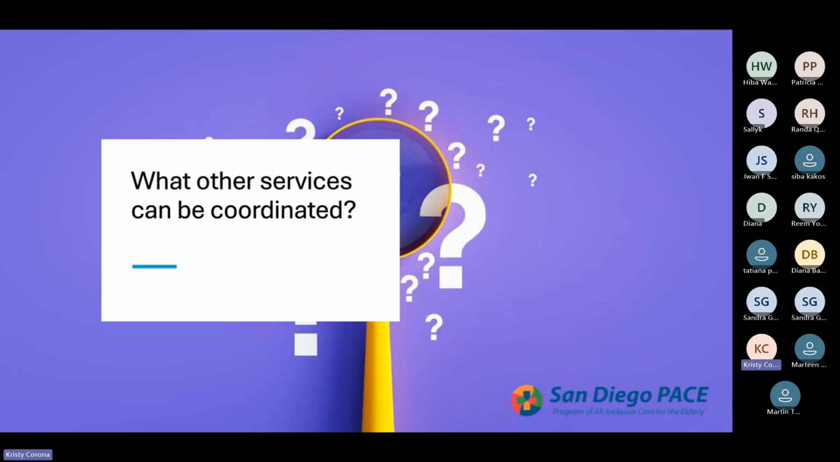What other services besides primary care and specialist appointments do you think can be coordinated?